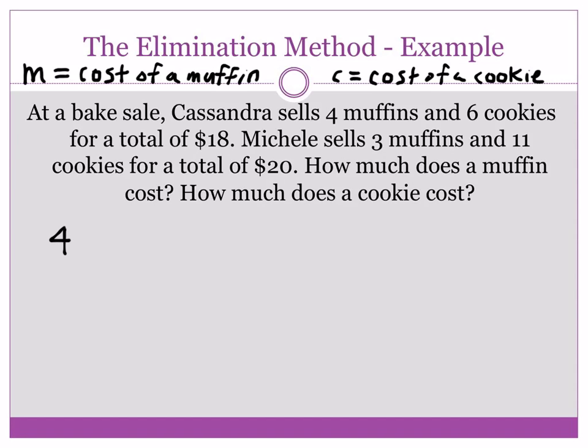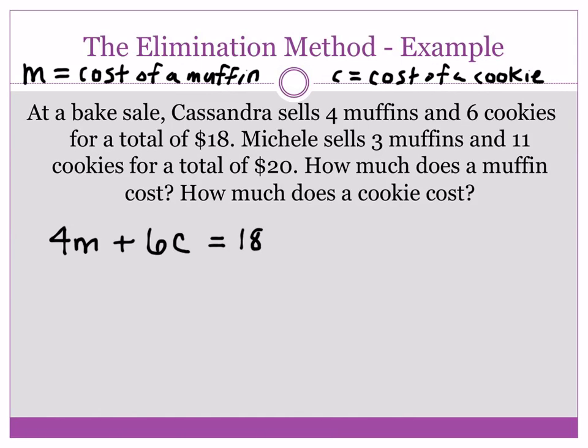4M plus 6C equals 18. Okay, so 4M is because she sold 4 muffins. So 4 times the cost of a muffin would tell me how much money she made from muffins. And then 6 times the cost of the cookies, because she sold 6 cookies, would be the cost of her cookies, and that's a total of 18.